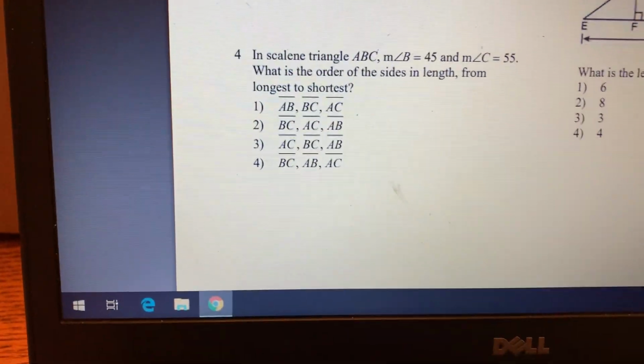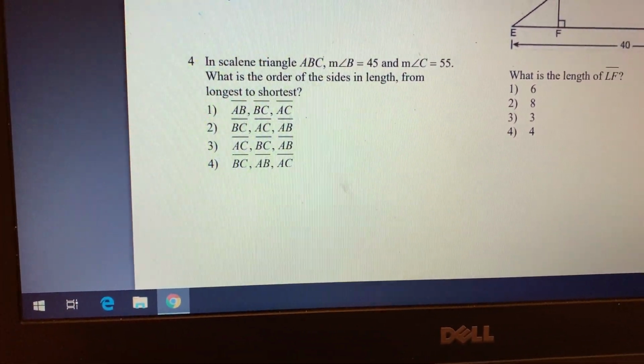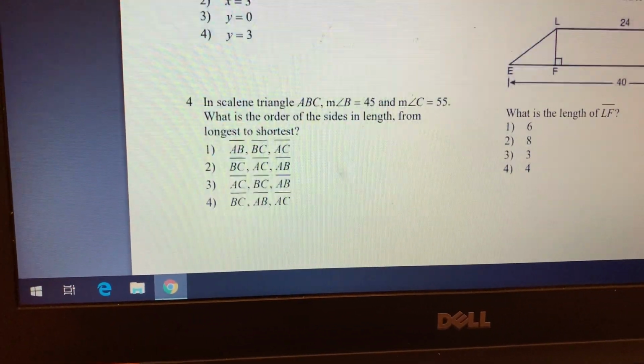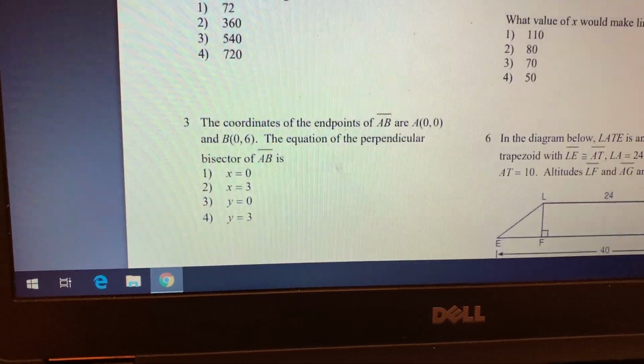So 3 out of the first 4 have been D. Or answer choice 4, however you want to say it.